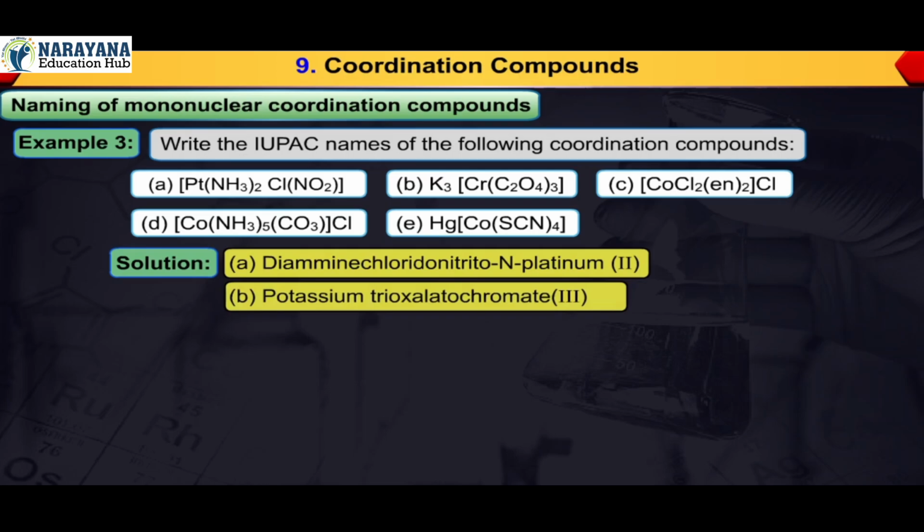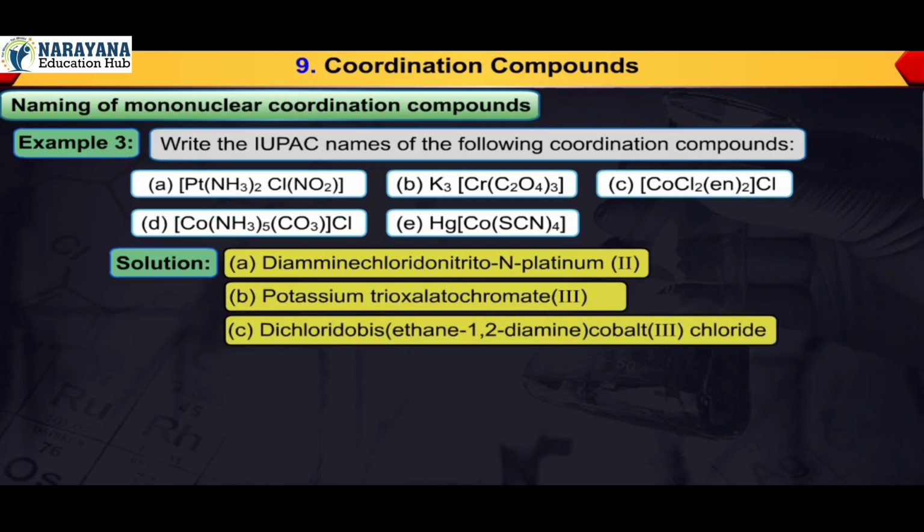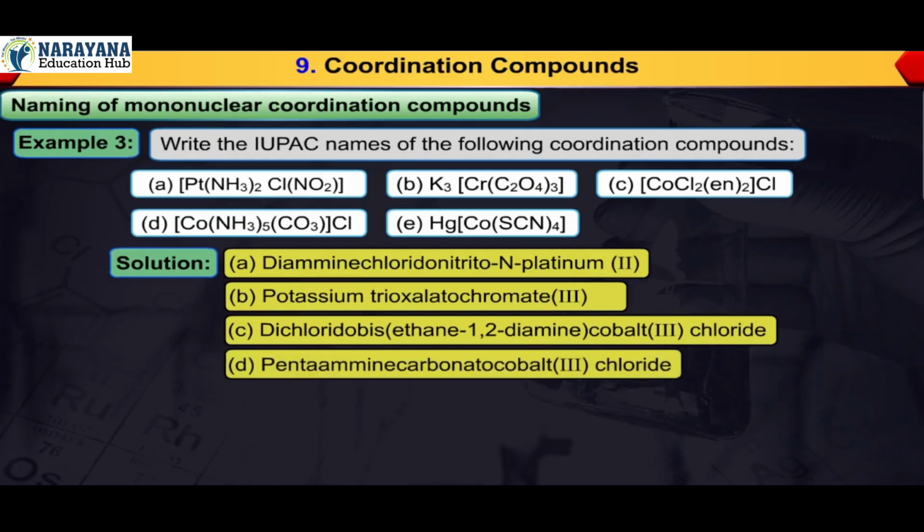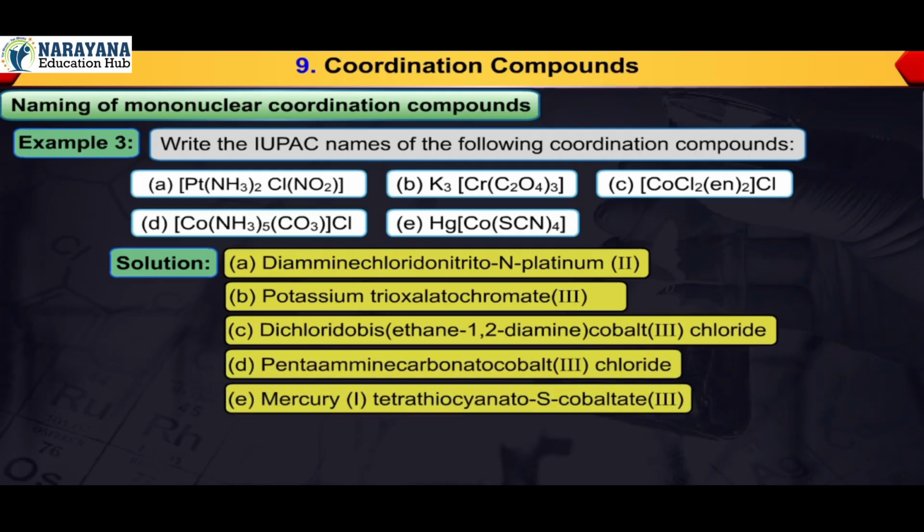B. Potassium trioxalatochromate(III). C. Dichloridobis(ethane-1,2-diamine)cobalt(III) chloride. D. Pentaamminecarbonatocobalt(III) chloride. E. Mercury(I) tetrathiocyanato-S-cobaltate(III).